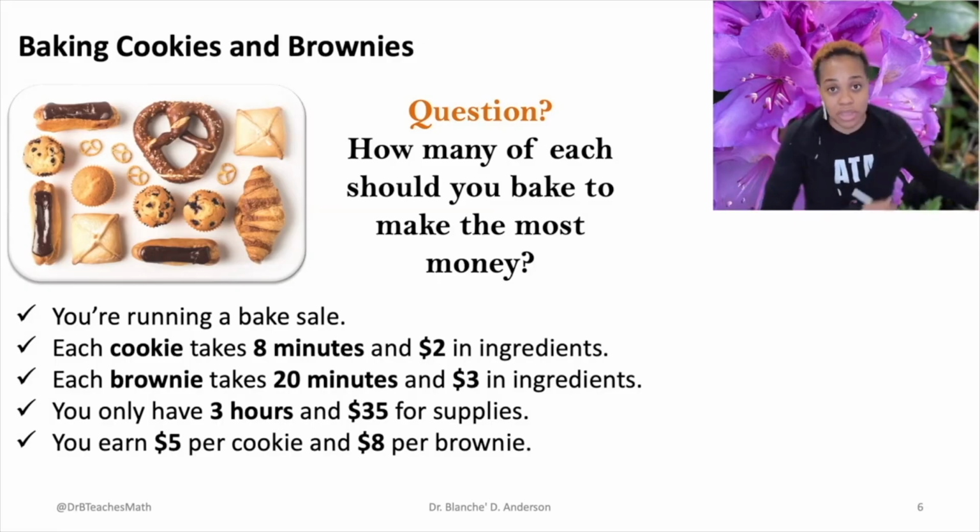So what would you do? You would get a piece of paper. You would start writing it out. You're like, okay, I can do this many cookies, this many brownies. You start figuring it all out using critical thinking, using problem solving. At the end of all of that, what you're actually doing is solving a linear programming situation.